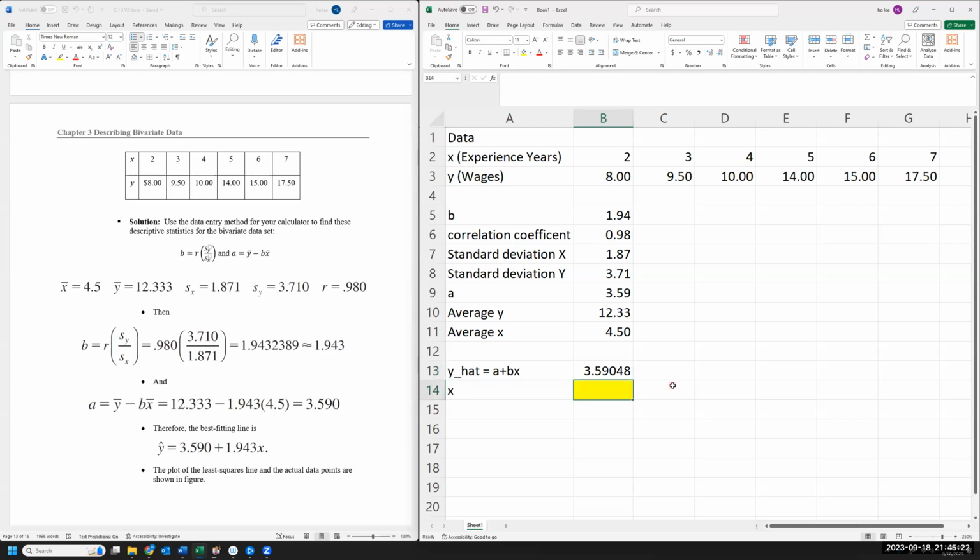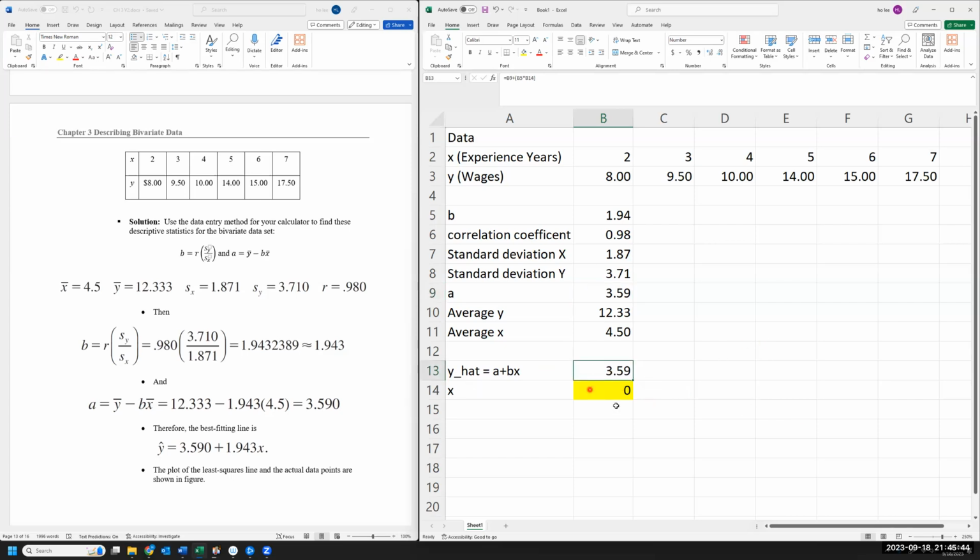Because x is missing, it's equivalent to setting x to 0. So let's put 0, see? And right now with x equal to 0, b times x disappears, so y hat is just equal to a, okay?